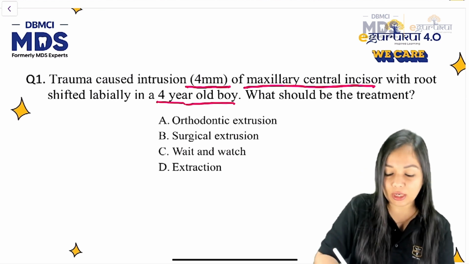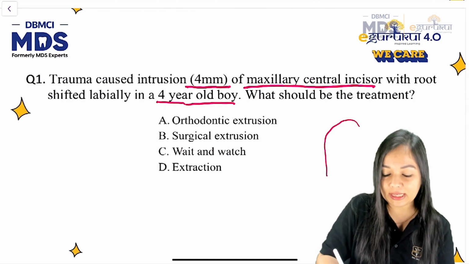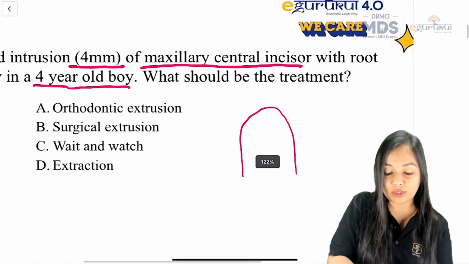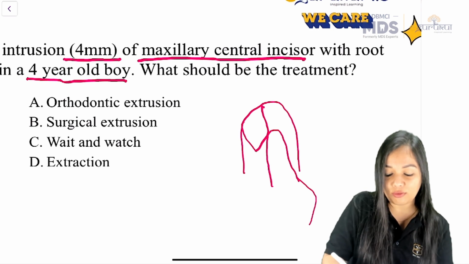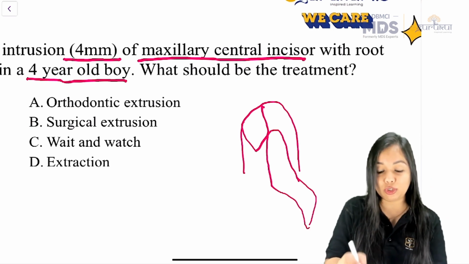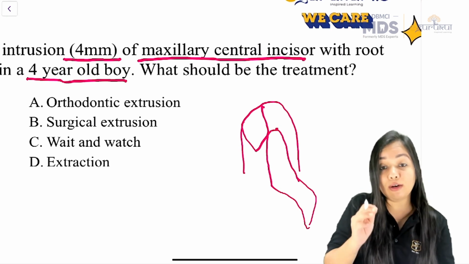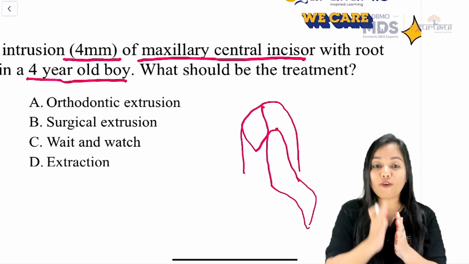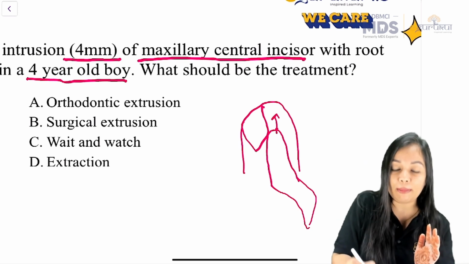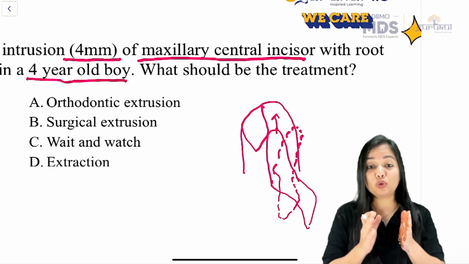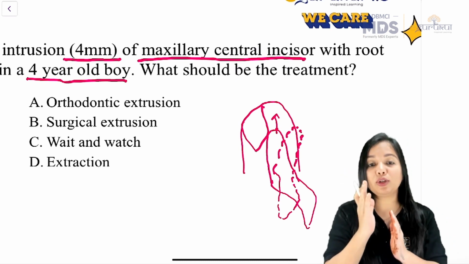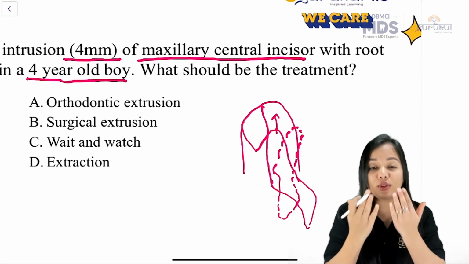So the first thing that should come to your mind is that this is a socket, for example. There is a permanent tooth bud over here. There is the primary tooth, just like this. Sorry for the horrible diagram, but this is the permanent tooth, and it has intruded. What they've said is it has intruded 4 mm inside, such that the root has come labially. So the tooth must be looking something like this. The tooth has gone inside 4 mm and the root has been tilted in the labial or forward direction.